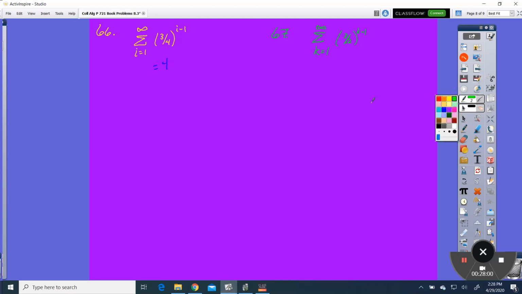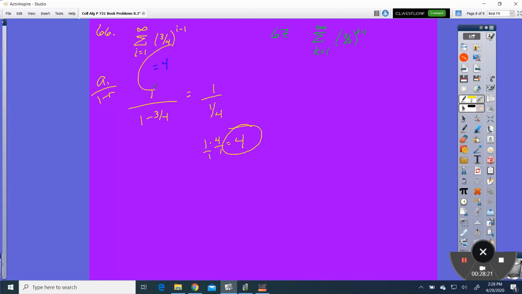So we could have really just typed this in like this. A1, we plug 1 in here. 1 minus 1 is 0. Anything to the 0 power is 1. So it's A1 over 1 minus r. 1 minus 3/4, which is 1/4. Dividing by a fraction is the same as multiplying by its reciprocal. So I get 4. Okay.